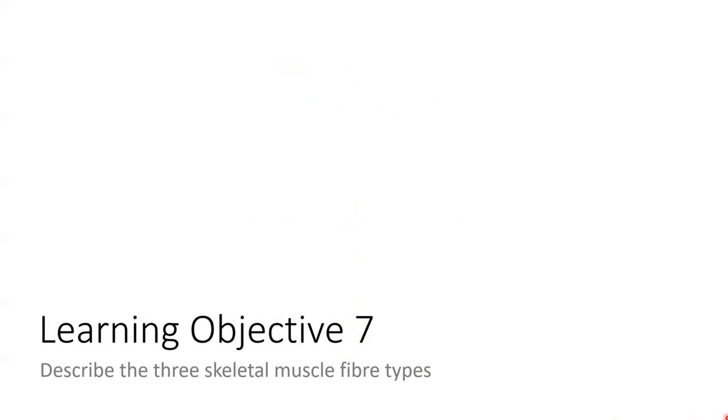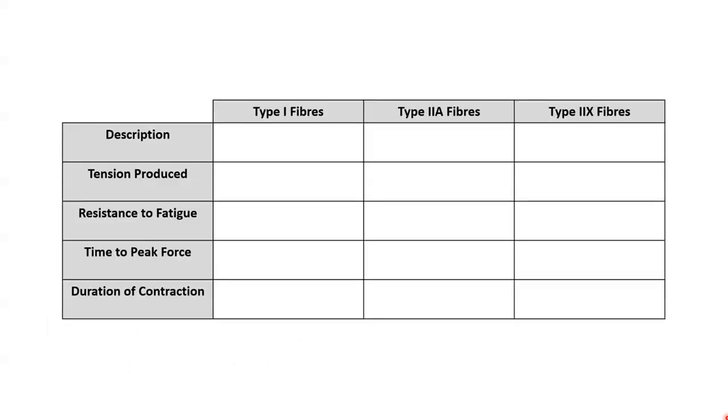Now, the last two learning objectives are changing track a little bit. We're going to first look at the 3 different types of skeletal muscle fibres, and then we're going to look at the 3 different energy systems that actually fuel our muscle contraction. So starting with the skeletal muscle fibre types, there are 3 that we're going to look at.